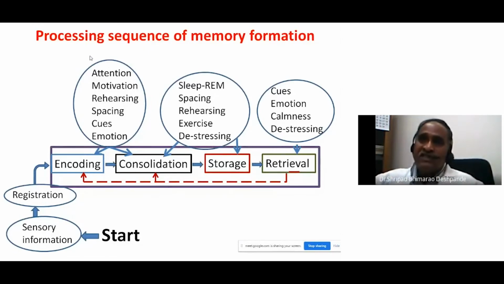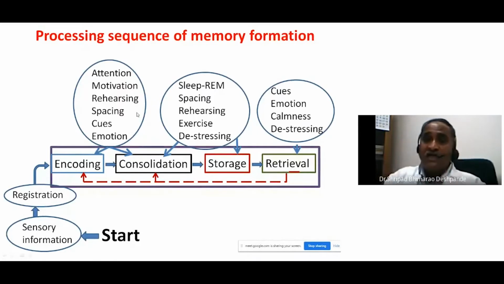When you are doing attention, motivation and rehearsing continuously, the whole thing becomes monotonous. So use spacing, timing or intervals, so that encoding becomes perfect. You have attention, motivation, and rehearsal, that is repeating. Then you give some space. You stop for a while, think otherwise, then come back to it, and it becomes very well consolidated.